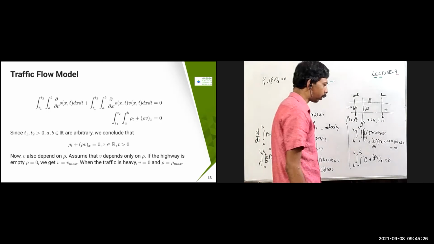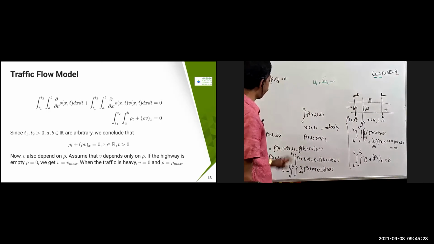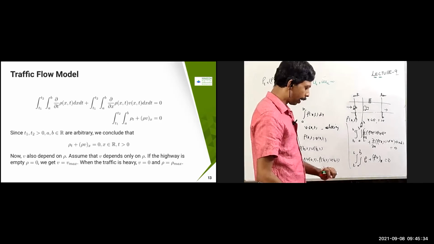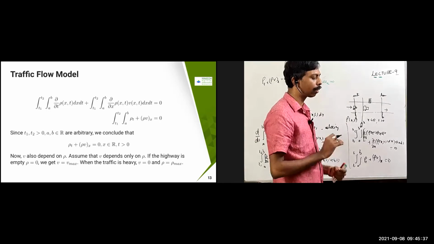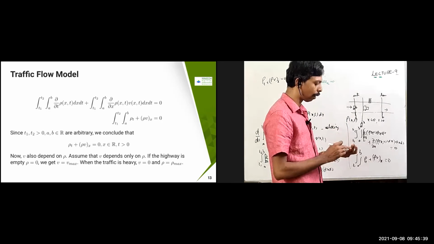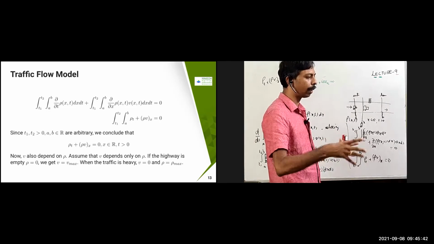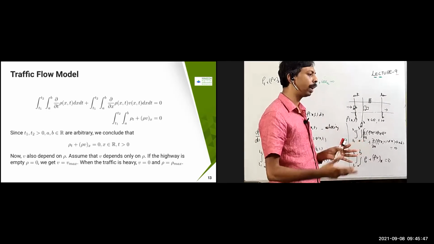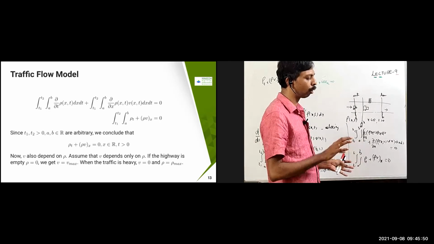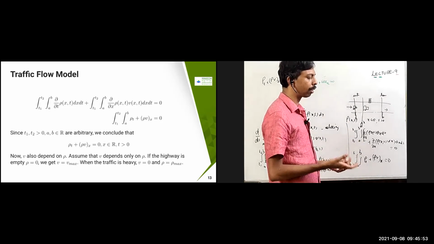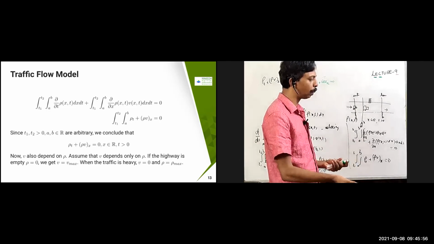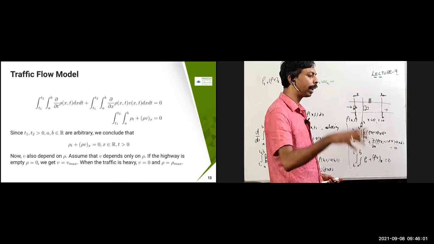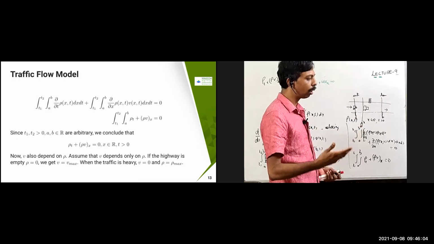Now, the velocity v also depends on the density of the cars. For example, if there is a traffic jam, the density of the cars is very high in that lane, so many cars are accumulated. Therefore your speed will decrease, and you will be moving at just 1 or 2 kilometers per hour. If there is no traffic at all, your speed will be very high, like 80 or 90, more than 60.